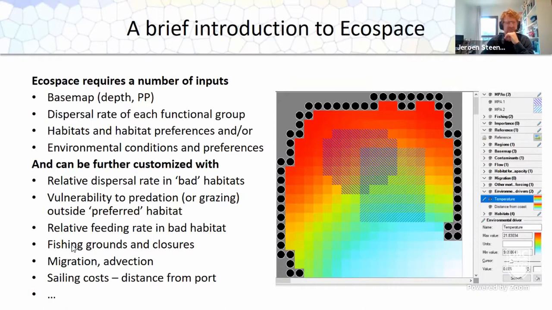What is important to know is that you have fishing grounds and enclosures. Here you see, for instance, two MPAs that are overlapping here in Anchovy Bay, etc. And let's leave it at that.